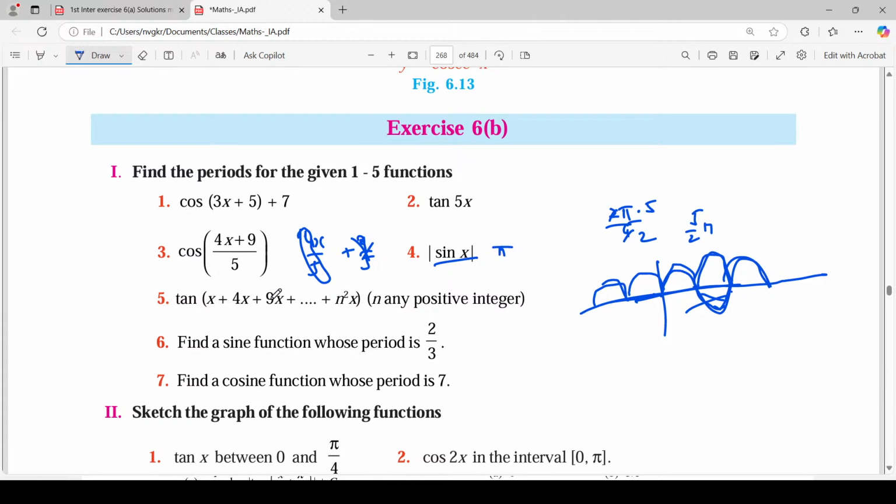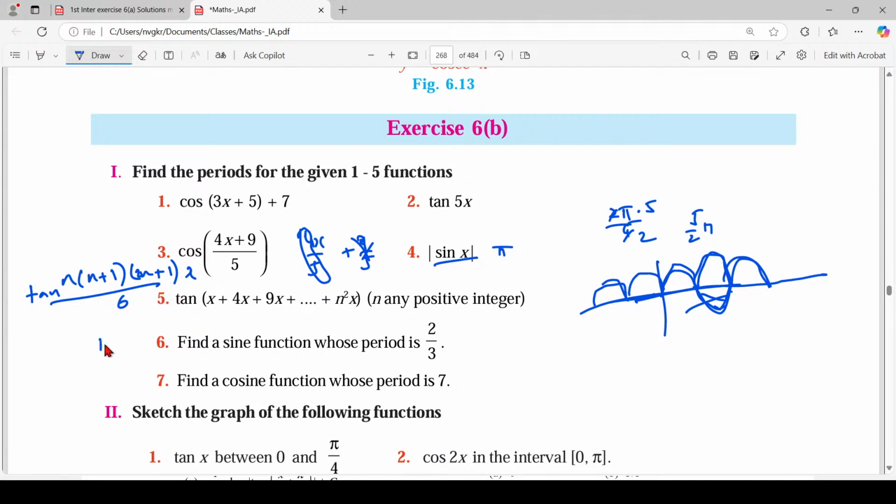Now this one, what will you do? This is 1 plus 4x plus 9x plus something. What you can see, this is 1 square x plus 2 square x plus 3 square x plus 4 square x up to n square x. If you take x common, what does this become? 1 plus 4, 1 square plus 2 square plus 3 square up to n square. What is the sum of squares of first n natural numbers? n into n plus 1 into 2n plus 1 by 6, right? So this function is actually tan of this x. Okay, this is what is given.